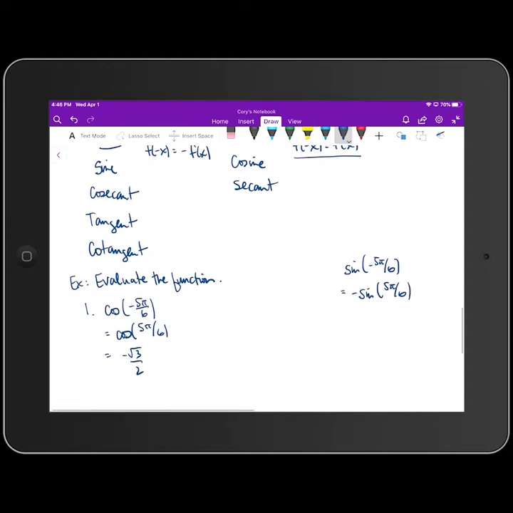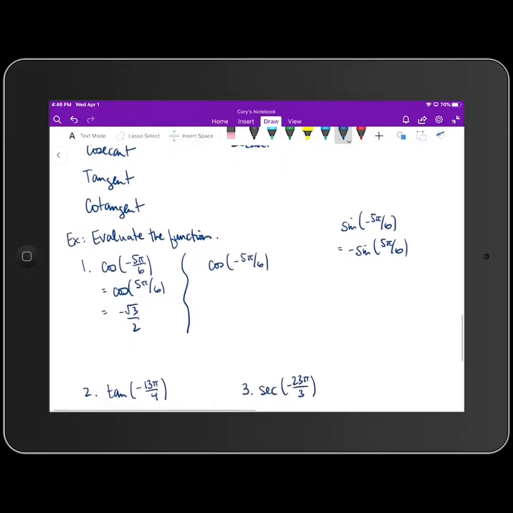Now, to be honest, I don't use the even and odd properties unless I'm forced to in a problem. I'm going to show you another technique, another way to evaluate the cosine of negative 5 pi over 6, which I personally like a little bit better.